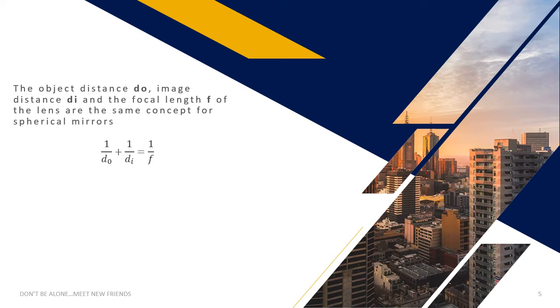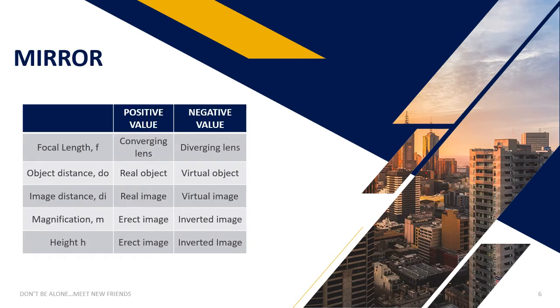So una siya ang atong formula, 1 over DO plus 1 over DI is equal to 1 over F. So same lang pod ang iyang table, no? So for converging lens, real object, real image, erect image pod para sa height. Then kung negative po yung value sa focal length, diverging lens siya. Pag negative value sa object distance, virtual siya. Pag negative ang image distance, virtual image. Pag negative ang magnification, inverted image po siya. Pag negative ang height, inverted image.